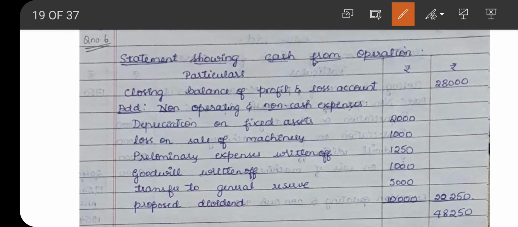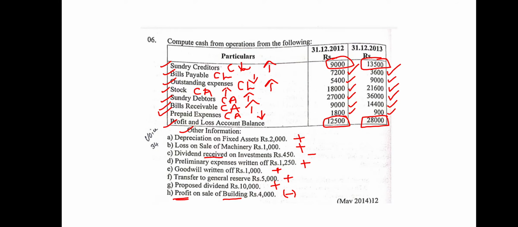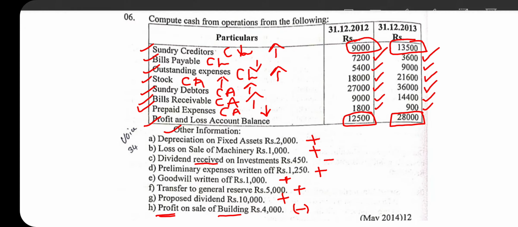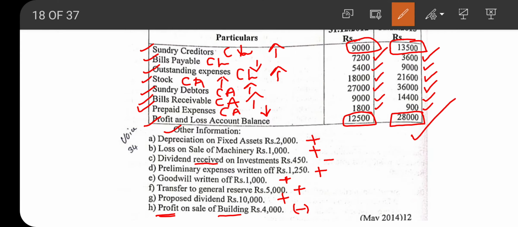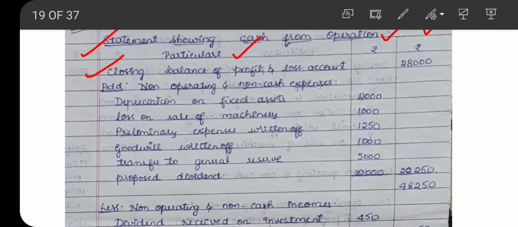Statement showing cash from operation. You need to maintain three columns, particulars and two amount columns. Firstly, we are going to write the closing balance of profit and loss account in the outer column. The closing balance of profit and loss account is given in the table. The balance on 31/12/2013 is the closing balance, 28,000. So closing balance of profit and loss account 28,000.